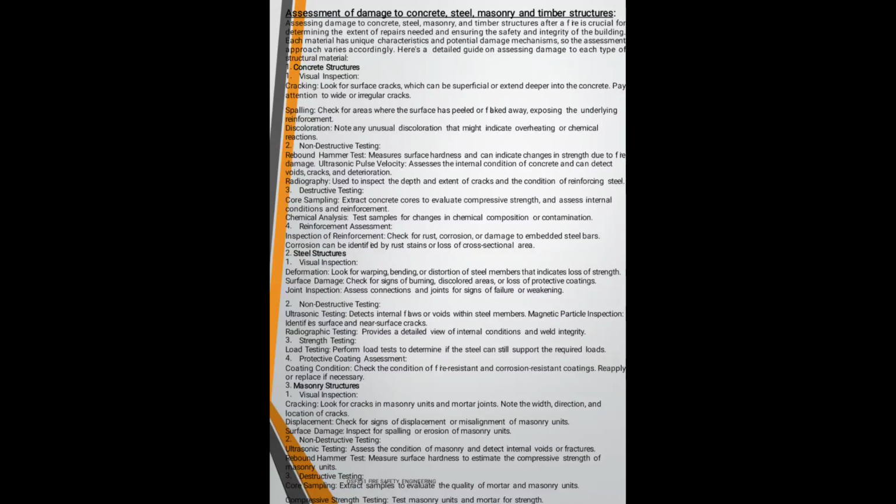Then assessment of masonry structure: visual inspection, then non-destructive testing, then destructive testing. These are the assessment procedures made in the masonry structure. Visual inspection means checking for any cracks present in the masonry structures. The non-destructive testing, ultrasonic testing, assesses the condition of masonry and detects internal voids and fractures. Then destructive testing, core sampling: extract samples to evaluate the quality of mortar and masonry units.